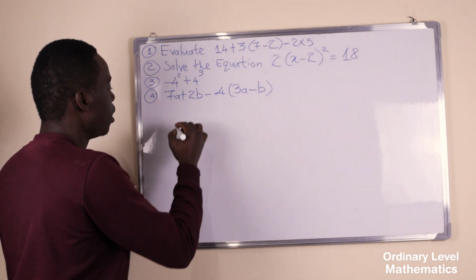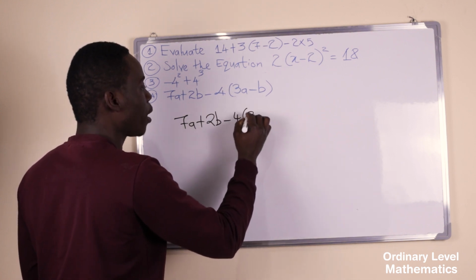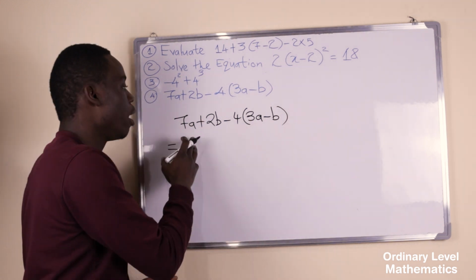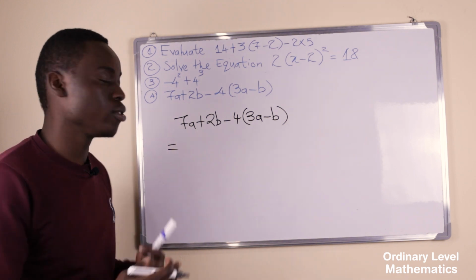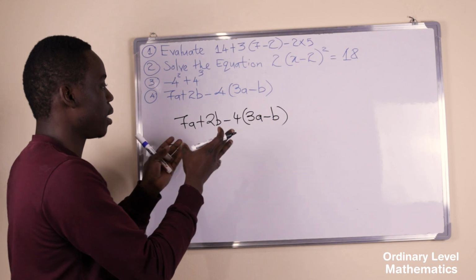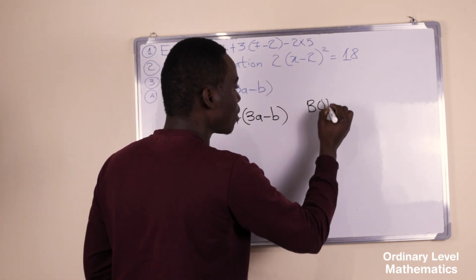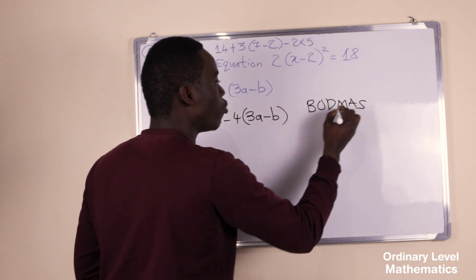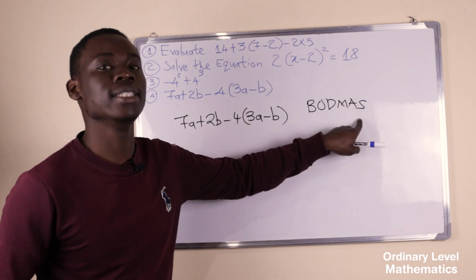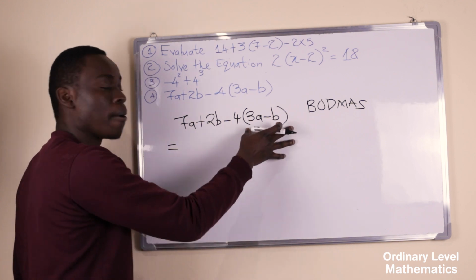Now, our final question is 7a plus 2b minus 4 open bracket 3a minus b. Now, when solving such a question, you have to look at the variables that you have. So the variables that we have here are a and b. And knowing that this is an expression and it has brackets, you remember we used our formula BODMAS: you first have to deal with the brackets, then the division, then the multiplication, then the addition and subtraction later. So in our case here, we're going to first break down this bracket here.